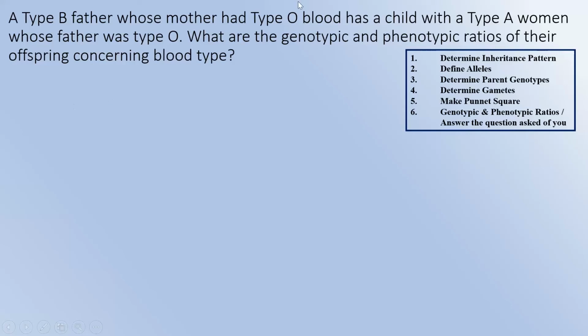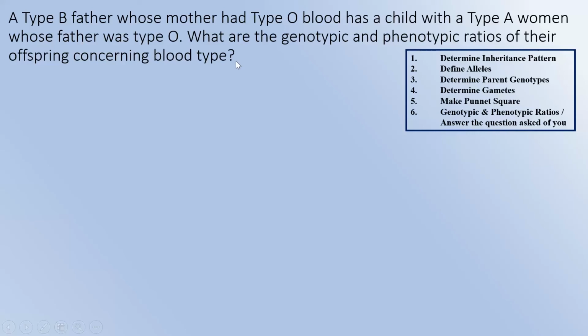So let's read this question more carefully and see what's going on here. It says a type B father, whose mother had type O blood, so that's important, has a child with a type A woman, forgive my typo there, whose father was type O. What are the genotypic and phenotypic ratios of their offspring concerning blood type?